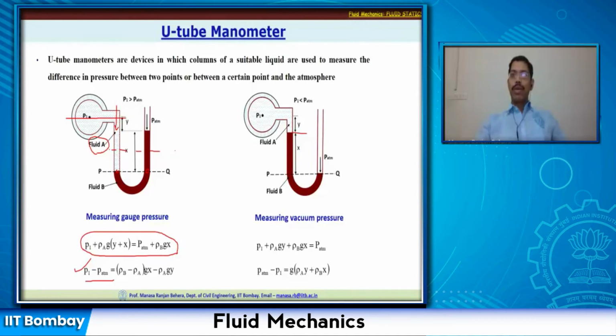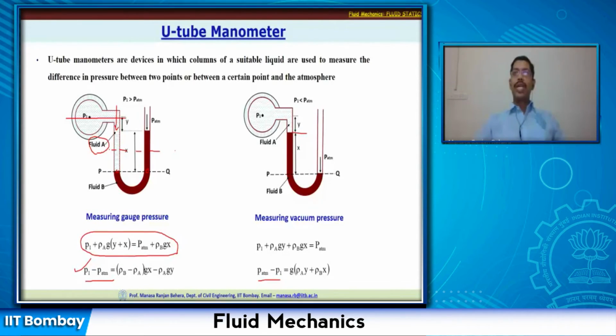So now if I equate this, I'll get this: P atmosphere is higher, so the equation is written like this: P atmosphere minus P1 is equal to G multiplied by rho A Y plus rho B X. Well, now if you write P1 minus P atmosphere, you will get a negative value, and you will call it negative gauge pressure or vacuum pressure.